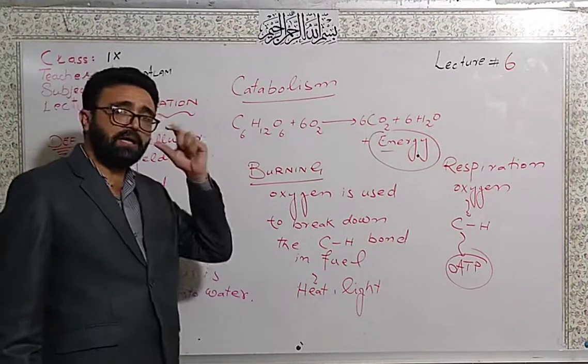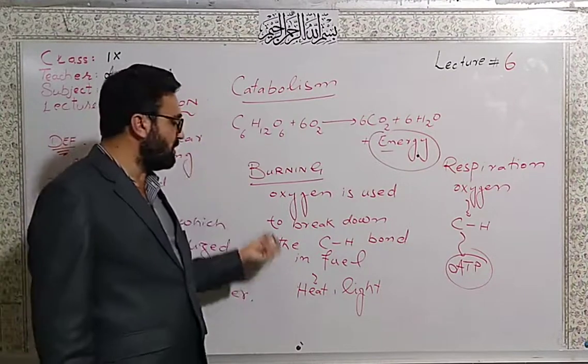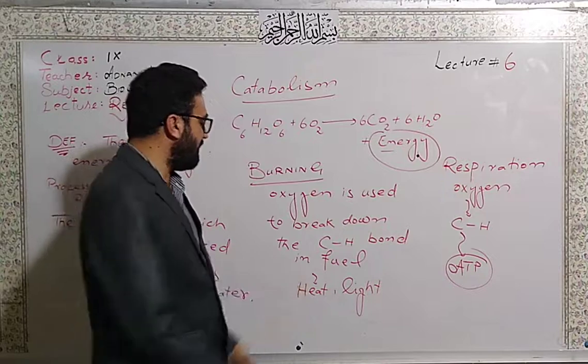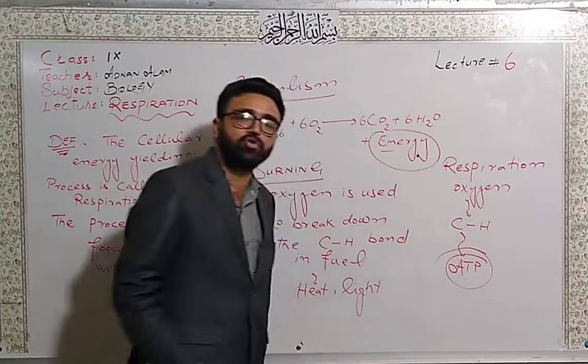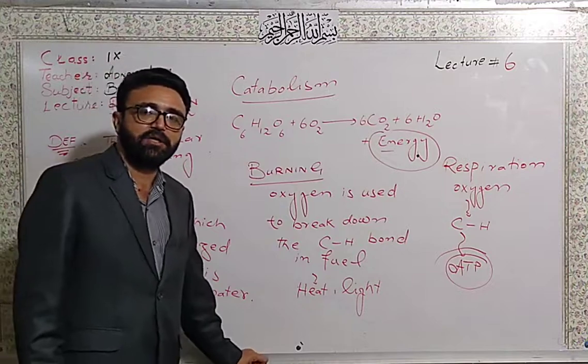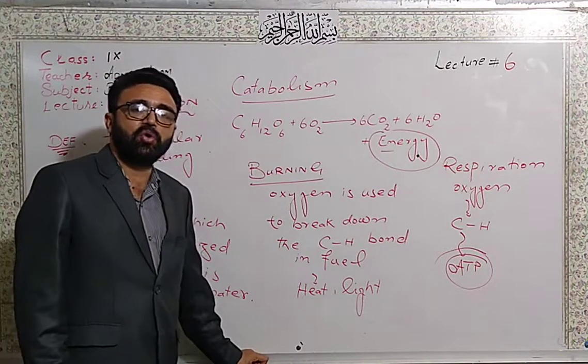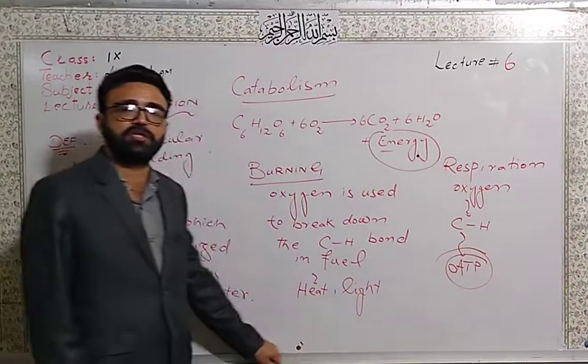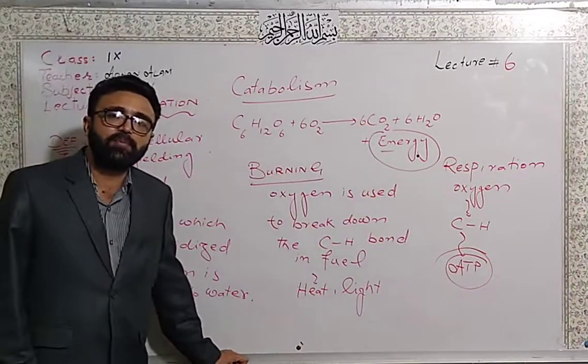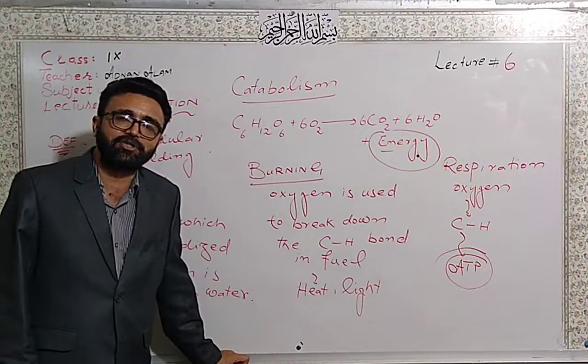From burning we get uncontrolled energy in the form of heat and light, and in respiration we get controlled energy, and we can store it in the body in the form of ATP, adenosine triphosphate, which is a popular energy currency.